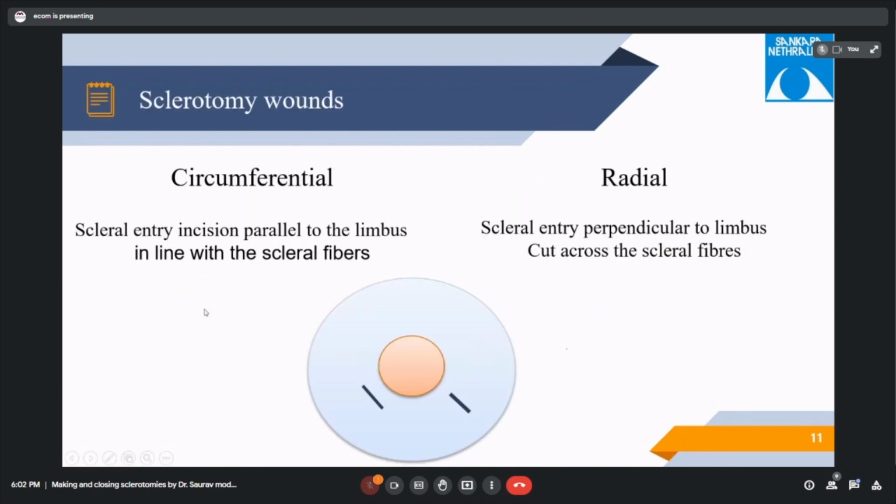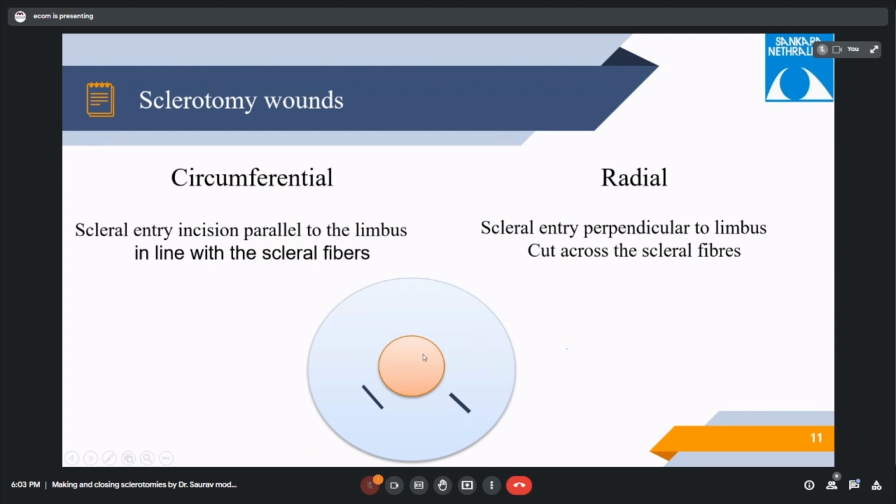The sclerotomy wound can be circumferential or radial. In the circumferential wound, the scleral entry incision is parallel to the limbus, and the intrascleral tunnel is radial. This wound is in line with the scleral fibers, whereas in radial wounds, the scleral entry is perpendicular to the limbus. They cut across the scleral fibers.